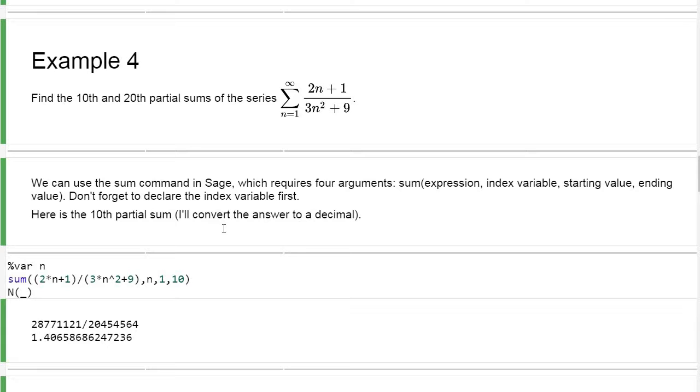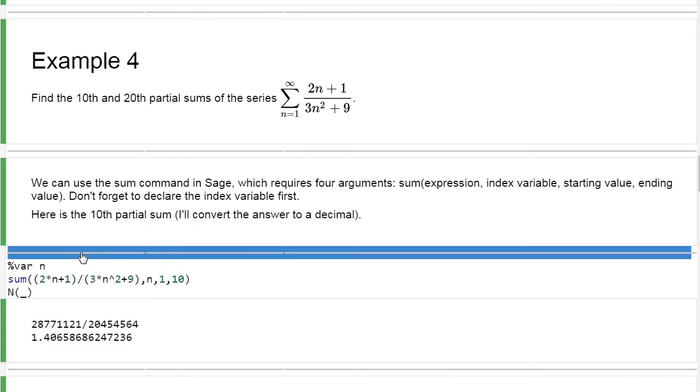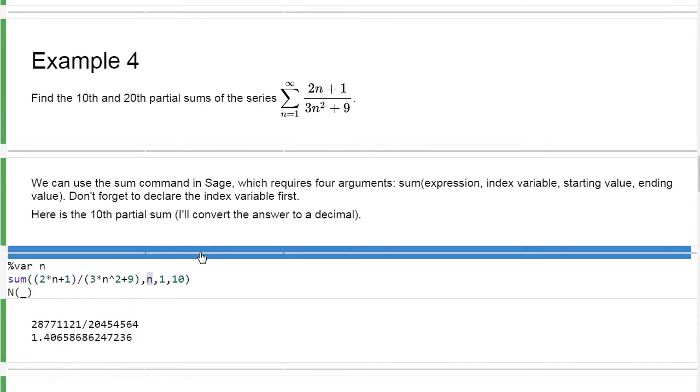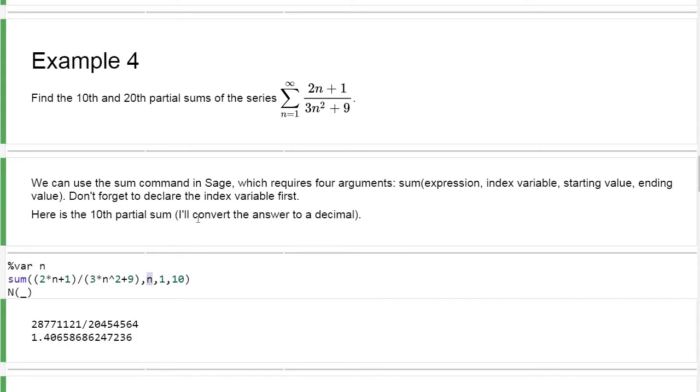Don't forget to declare the index variable, unless of course you're using x as your index variable, which we don't normally do. Okay, here's the 10th partial sum then. So I declared n to be a variable. What I want to add up is this formula inside here. Don't forget these explicit multiplications, and parentheses around the top and parentheses around the bottom. The index variable I'm using is n, and that doesn't matter. It's a dummy variable. I could have made it i or k or whatever you like.